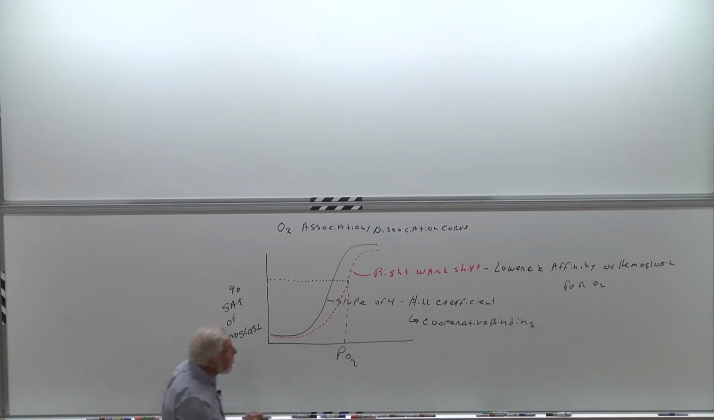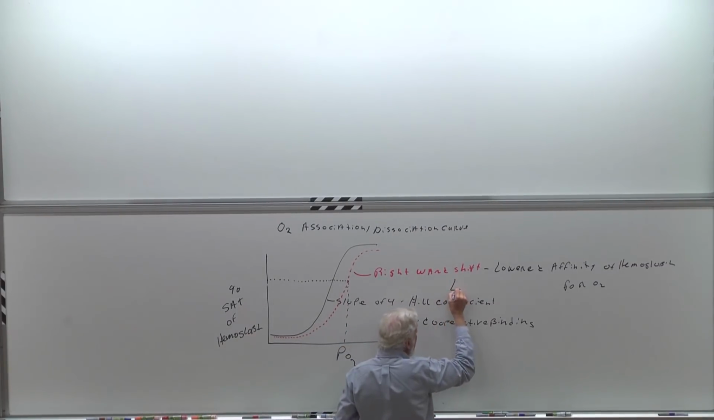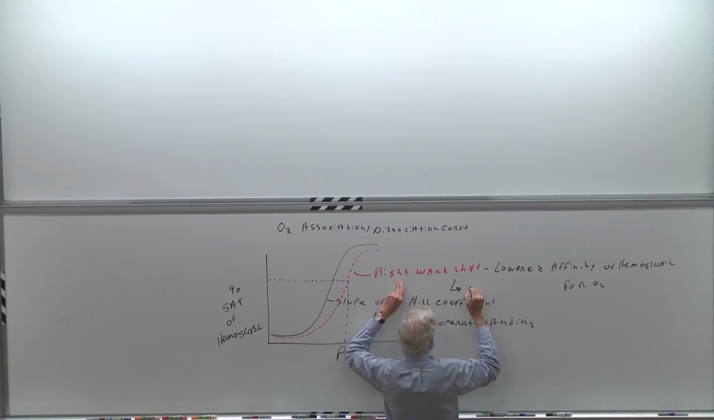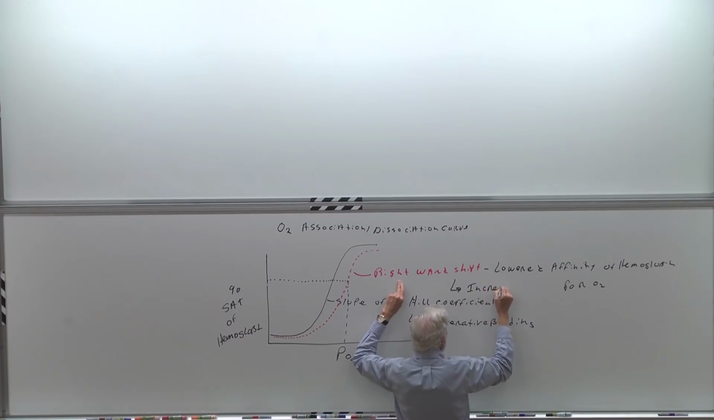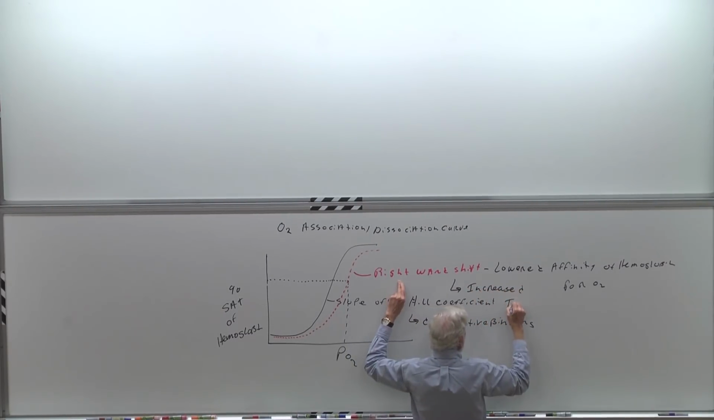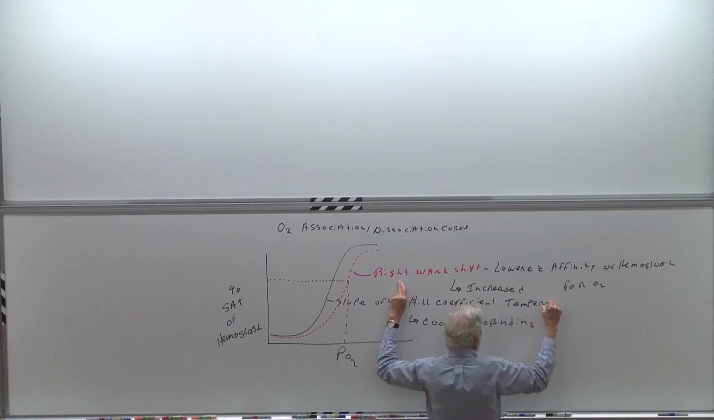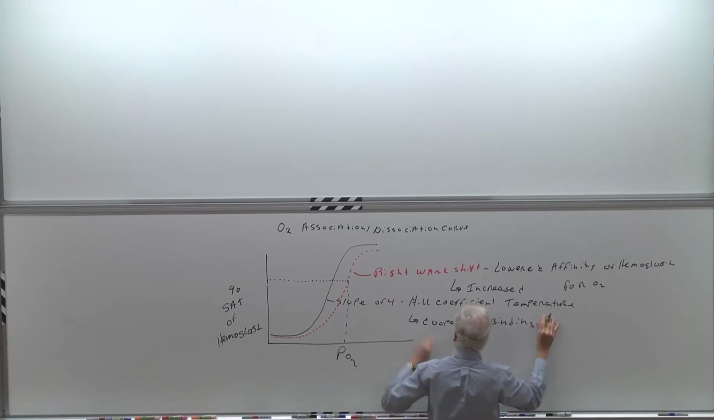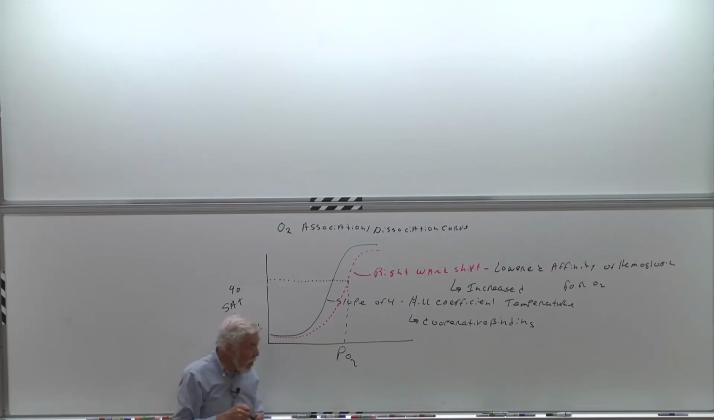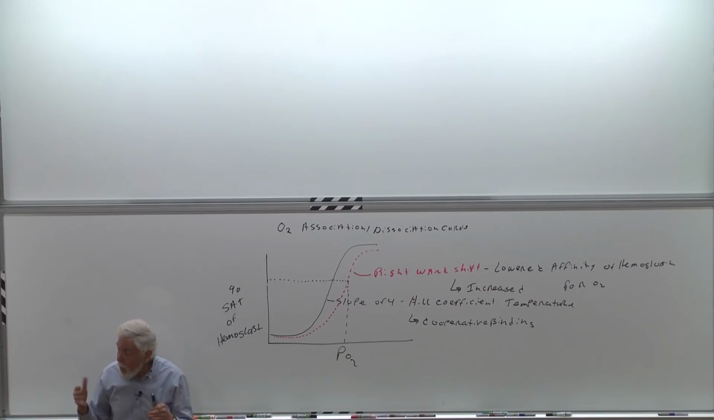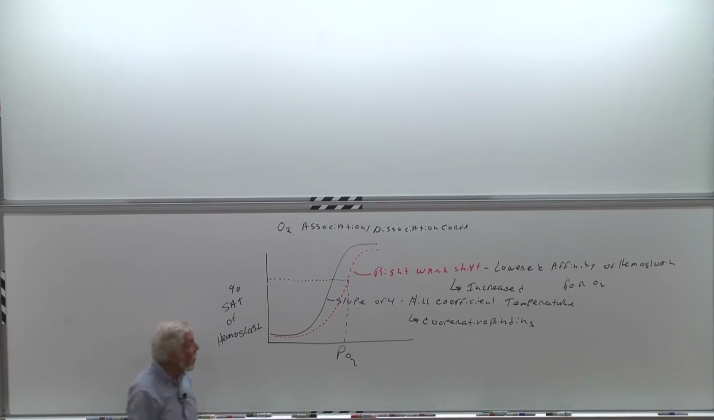And the way we describe this is that a rightward shift would result from increased temperature. And that was intuitively obvious, because if we increased the kinetic energy in those hemoglobin molecules, they were vibrating faster, they were more likely to shed their oxygen.